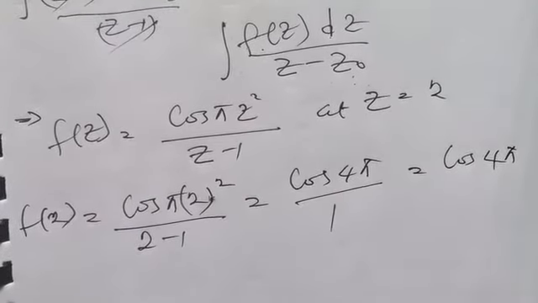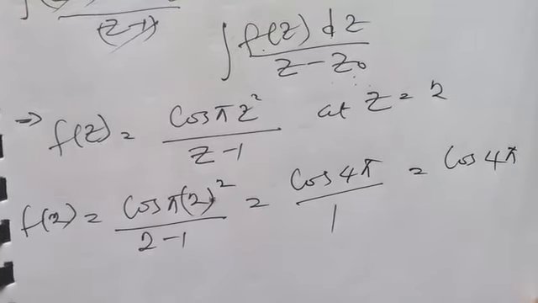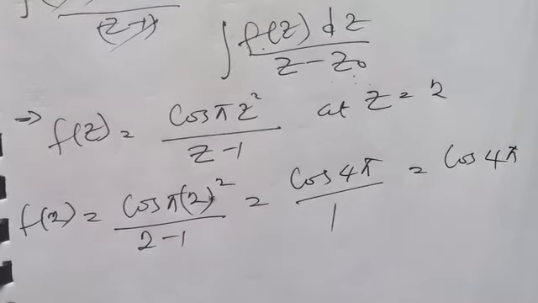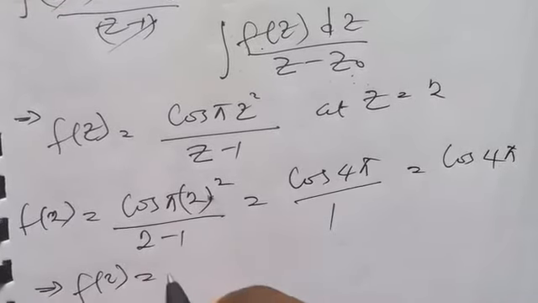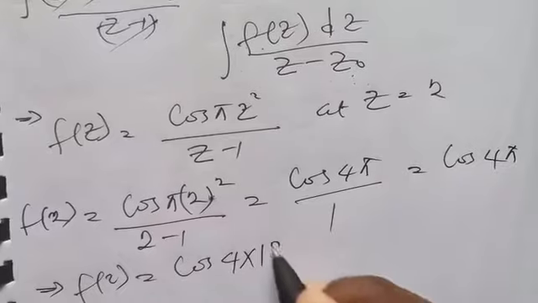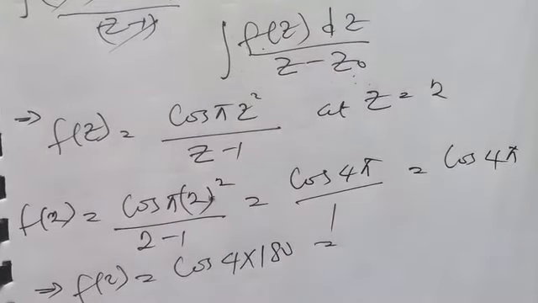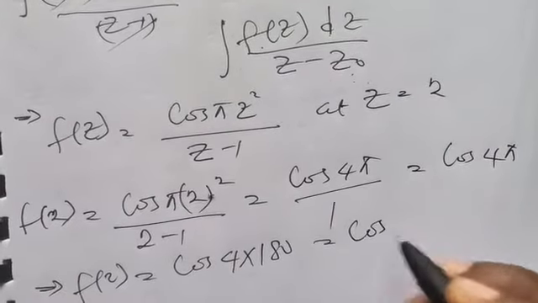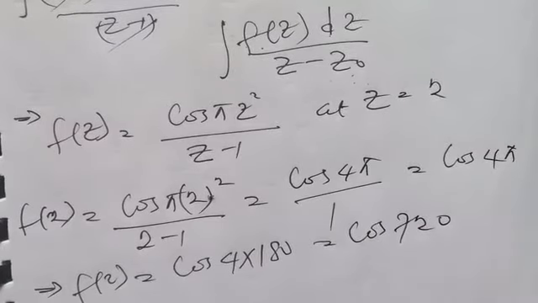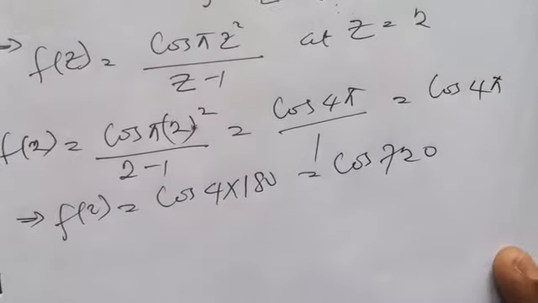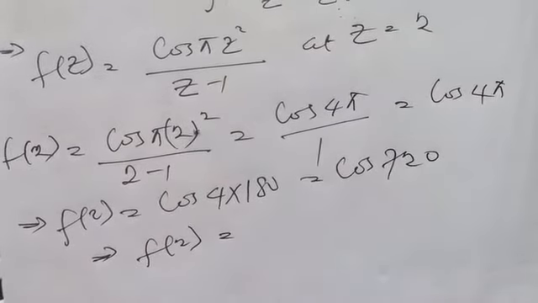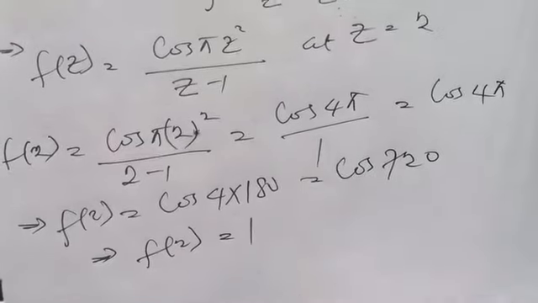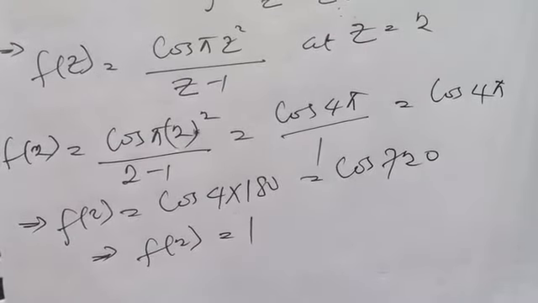Now in front of a trig function, pi appears as 180. That means 4 pi becomes 4 times 180. So f of 2 is equal to cos of 4 times 180, which is equal to cos 720. So we simply find the value of cos 720. This implies that f of 2 is equal to cos 720, which simply gives us 1.